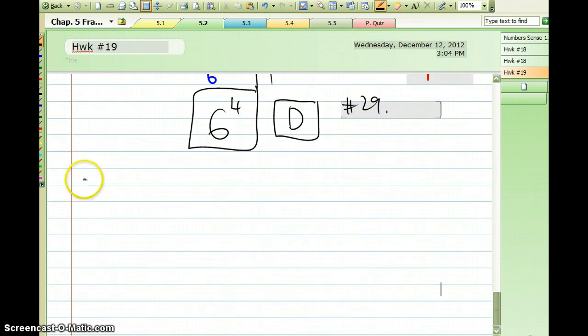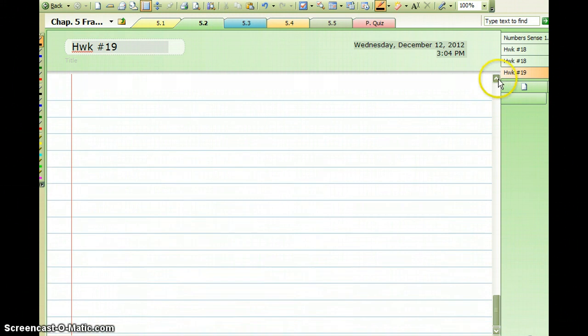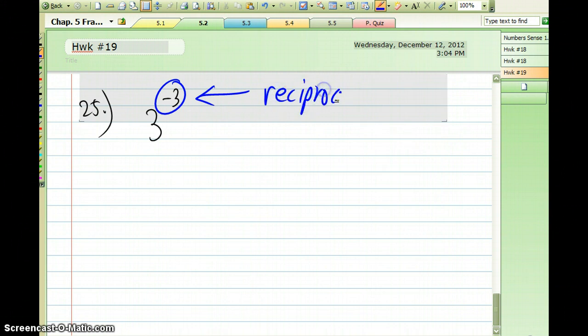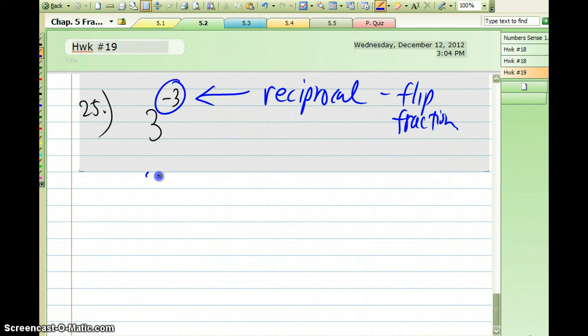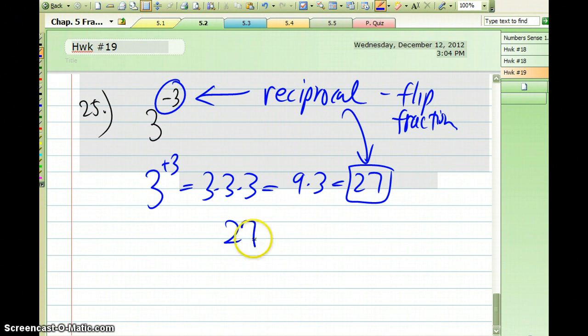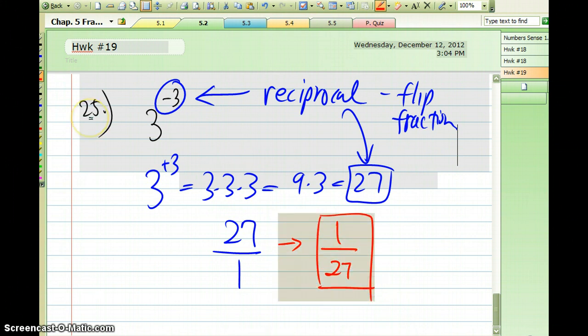Okay, let's look at number 25. When we see a negative exponent, 3 to the negative 3, remember the negative exponent tells us reciprocal, where we flip a fraction. So we could find 3 to the positive 3, and get 3 times 3 times 3, which is 9 times 3, and that's 27. But what I'm going to do is take the reciprocal of 27. So 27 as a fraction is 27 over 1. If I do the reciprocal, I just flip it. So then that would become 1 over 27, and that would be my answer for 25.